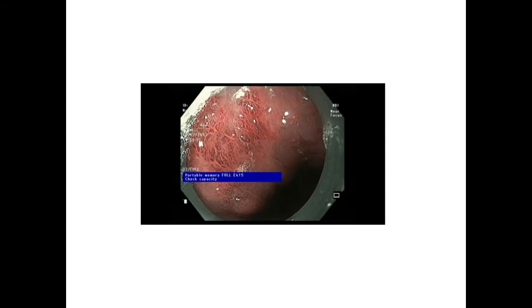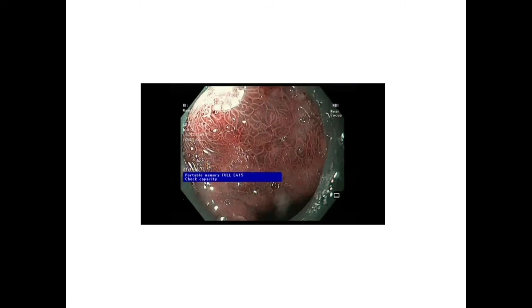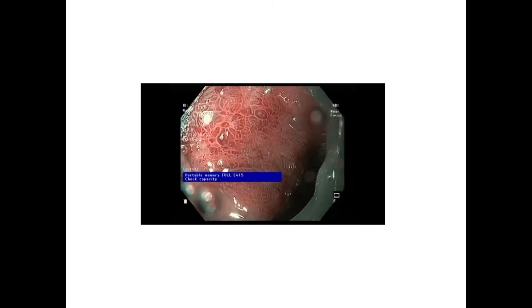In this frame, you can easily appreciate the demarcation between the normal appearing area on the right hand side and the lesion on the left hand side. Once you have a demarcation line and you have seen an irregular surface pattern, then you are pretty much confident that you're dealing with an early gastric cancer. And as I said, we need to examine the entire lesion to assess its extent. This is again the appearance in different areas showing irregular surface pattern.